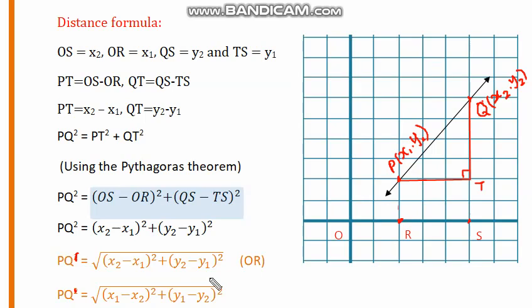Students, you can use any one formula from these two. Both are the same formula only. x2 minus x1 or x1 minus x2, y2 minus y1 or y1 minus y2. Because after simplification we are taking the square, we will get a positive value only. So you can use any one of the formulas from these two. Students, I hope you all understood this concept.